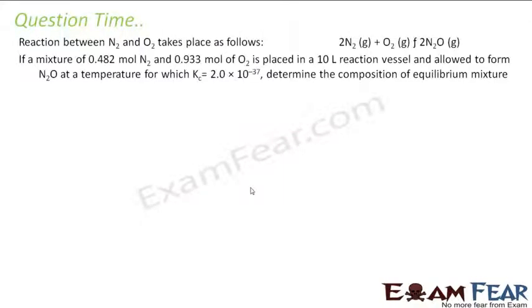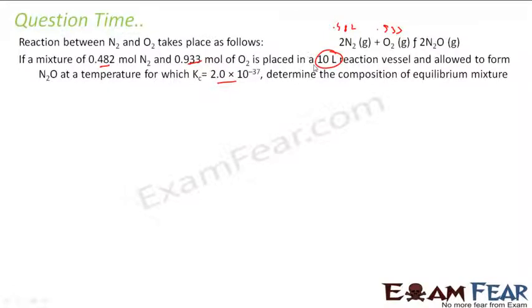See, the question says the reaction between N2 and O2 takes place. With this reaction, N2 plus O2 is equal to 2N2O, and the mixture has 0.482 mole of N2, 0.933 mole of O2 in a 10 liter reaction vessel at a temperature for which Kc is given. We have to find the composition of the equilibrium reaction.